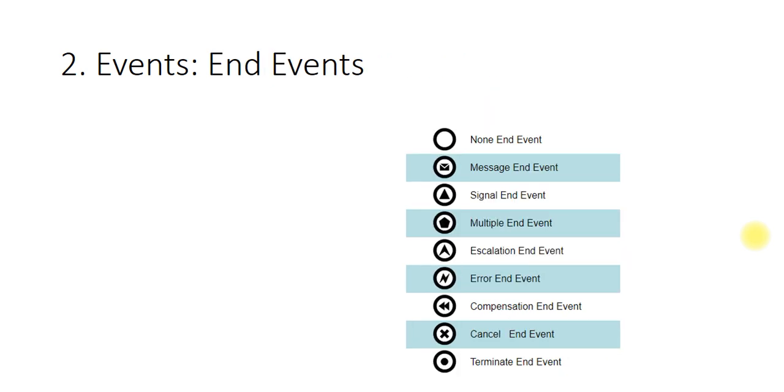Next is end event. End event signals end of the process and may be message, signal, escalation, or compensation. Now let us see what is escalation and what is compensation. Escalation means there is a communication going on between a parent and the sub-process resulting from the parent process. Compensation means there is cancellation of tasks or activities within the process defined well within a pool.